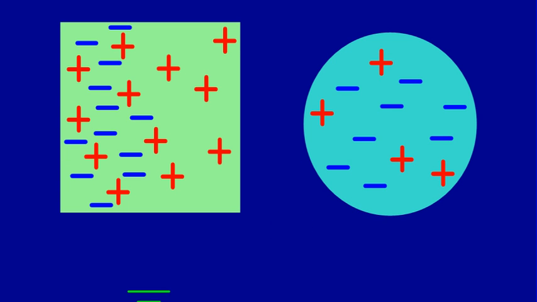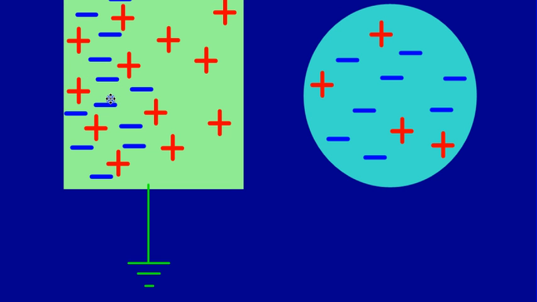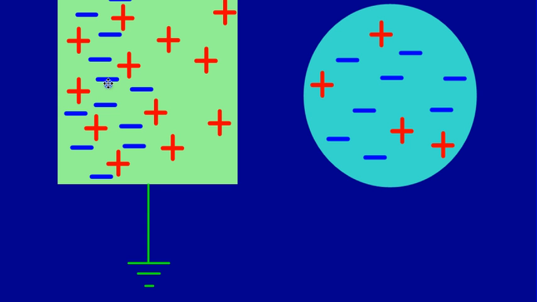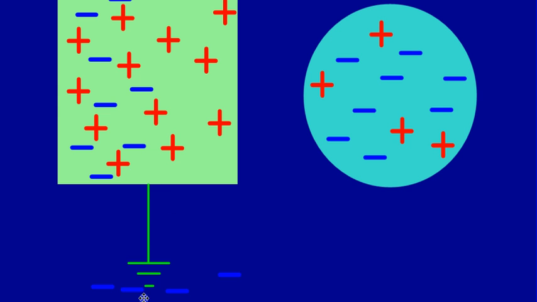My next step is to ground my conductor. Again, just providing a path from the ground to my conductor. And as a result, some of these electrons will leave my conductor. Leaving my conductor into the ground means they're getting further away from this negatively charged object, and they want to be as far away as possible. But once again, not everything will leave, because if everything left, we'd be left with something that's really positive. And these charges really like those positives too. So just a few will leave.